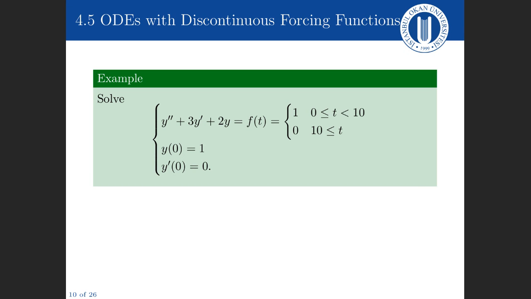Let's do another one. Solve y double prime plus 3y prime plus 2y is equal to this function, which is equal to 1 between 0 and 10, and then equal to 0 after 10. We can imagine we have our machine which is switched on for the first 10 seconds, and then we switch the machine off. We're going to assume that y of 0 is 1 and y prime of 0 is 0.